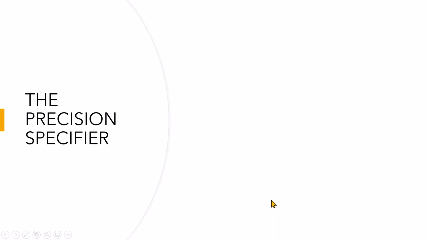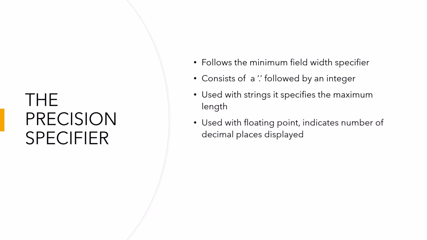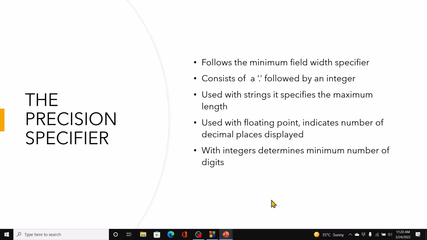The precision specifier. This follows the minimum field width specifier, and consists of a dot followed by an integer. Used with strings, it specifies the maximum length. Used with floating point, it indicates the number of decimal places displayed. And with integers, it determines the minimum number of digits. So let's go now and look at the precision specifier. We look at it with strings, with floating point, and with integers.